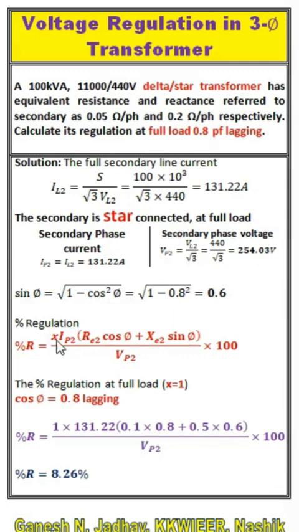The regulation formula is x Ip2 Re2 cos phi plus Xe2 sin phi upon Vp2, into 100. As the power factor is lagging, this sign is a plus. So we have to determine the regulation at x equal to 1 and power factor equal to 0.8. Substituting all the values, I got the regulation as 8.26%.